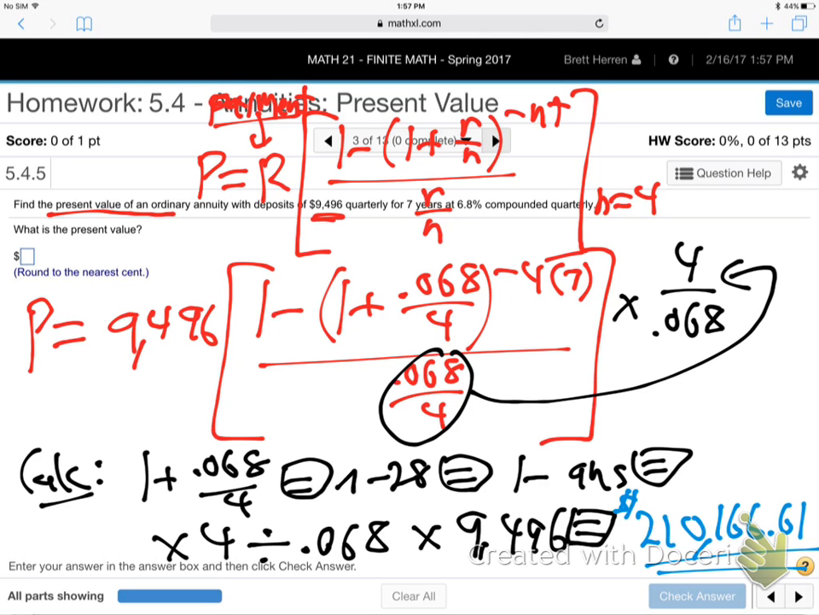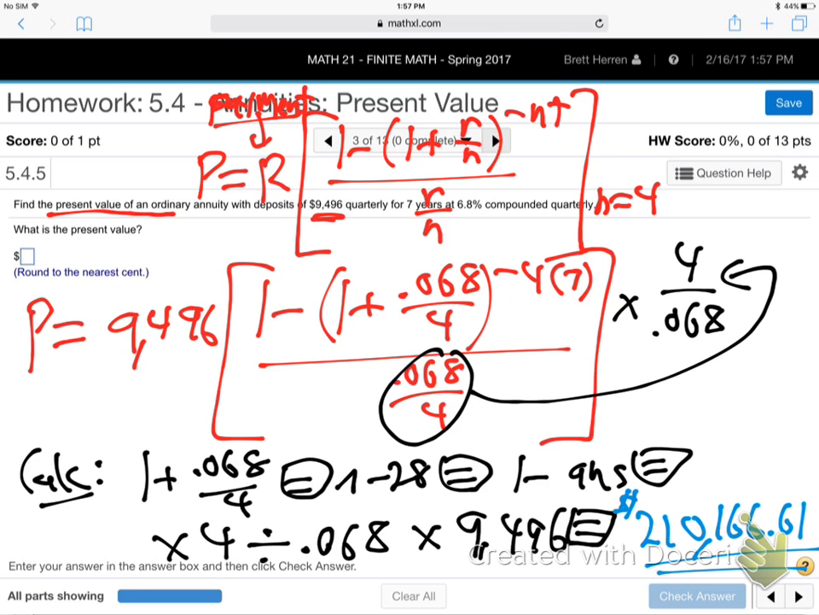$210,166.61. That pile, and then you could pull off 9,496 every quarter for 7 years, while the pile is growing at 6.8%. That'll work. There's the pile you need to make that happen. That's the pile in the present that will lead to pulling off those payments.